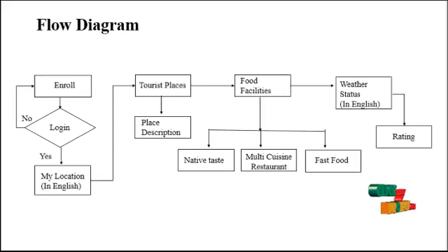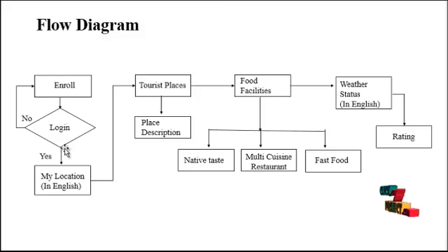Then comes the flow diagram of the process local tour planning. The flow diagram shows the overall process diagrammatically. Here every user should enroll and log into the process. Before the enrolling process, the user should select their language, whether English or Tamil. All the details will be provided both in English and Tamil, except My Location and the weather status, which are provided only in English.